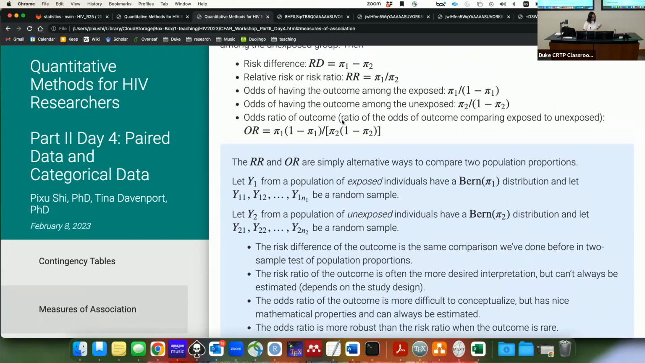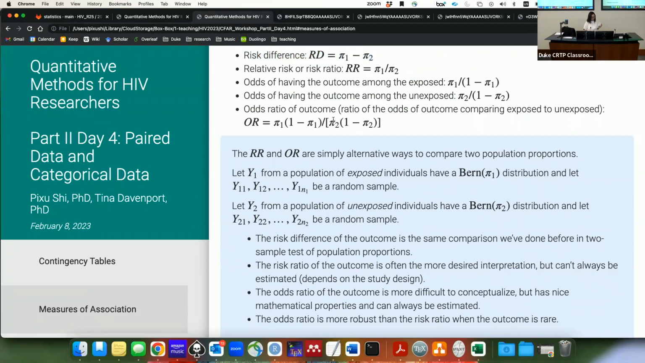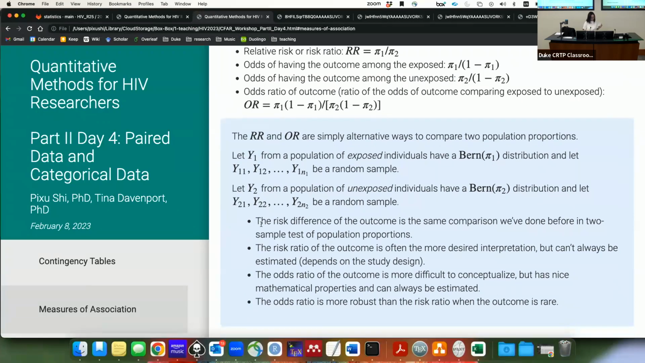If you use the risk difference, this is actually the same as what we did in the two-sample testing with proportion. The risk ratio and the odds ratio are new concepts, so we'll develop different tests for each one of them. If you try to decide between risk ratio and the odds ratio, here are some considerations.